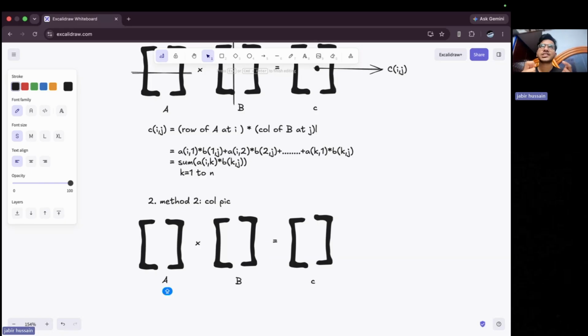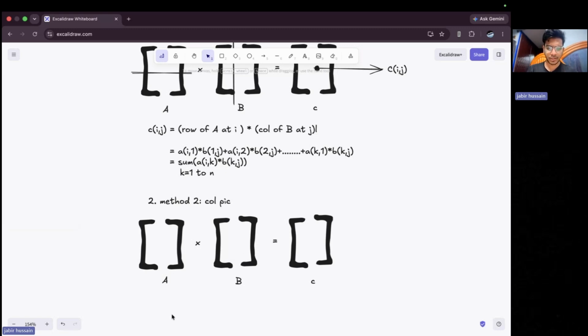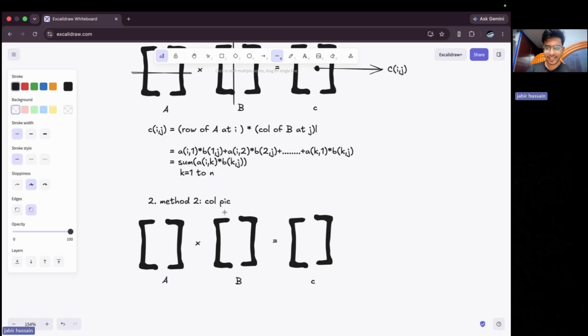It tells that the answer that you are getting, which is C, is the linear combination of the columns of B multiplied by A. What I mean by this? Here we have columns, right? Let me write it here. Let's say this is column 1, column 2, column 3, column 4, column 5, like this. I have a number of columns in matrix B.